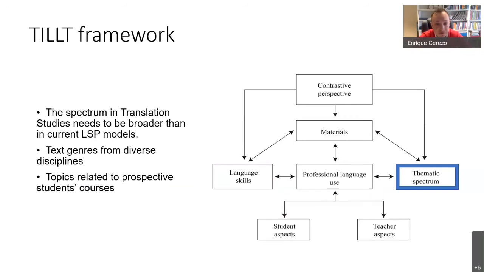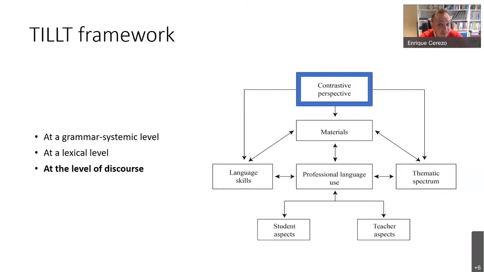Next. The contrastive perspective is meant to enable students to find similarities and differences between languages and manage their multilingual repertoire more consciously and effectively. Contrastive work can be done at the grammar systemic level by comparing language forms and their associated functions, and at a lexical level by analyzing equivalences and focusing on interference. In any case, contrastive work should be especially emphasized at the level of this course because students deal with texts rather than linguistic systems.